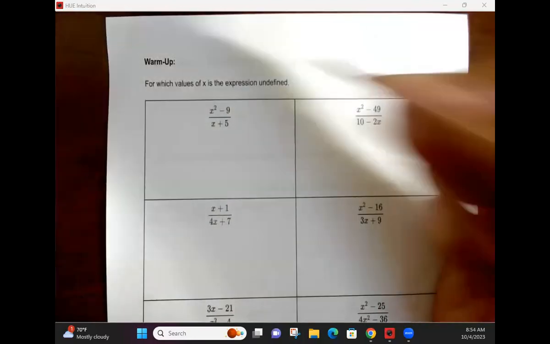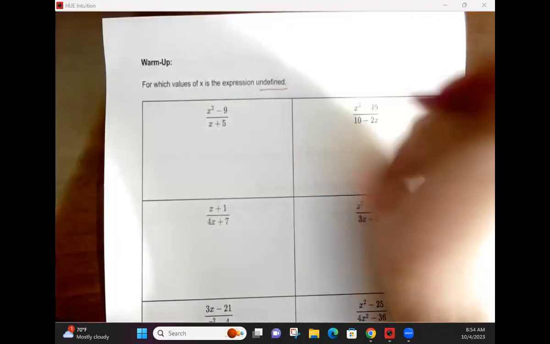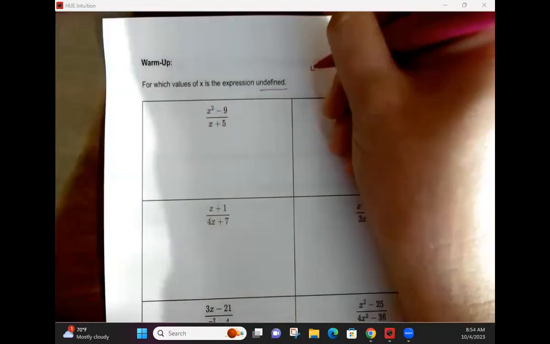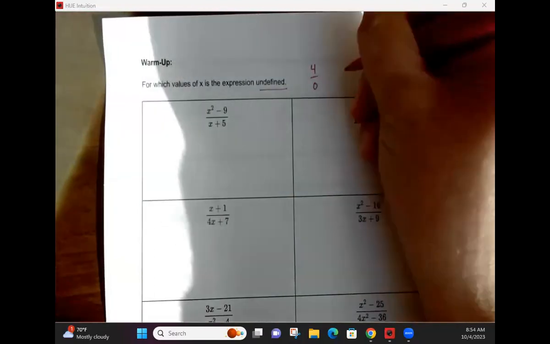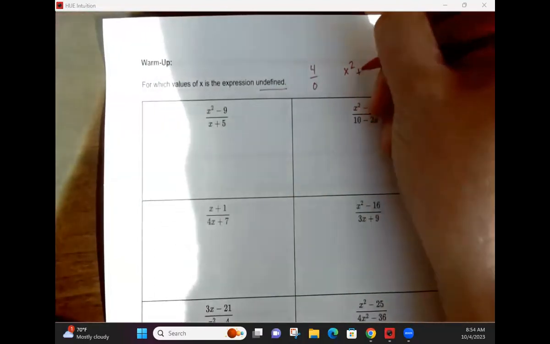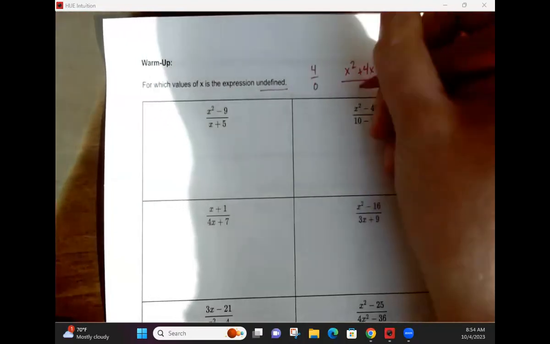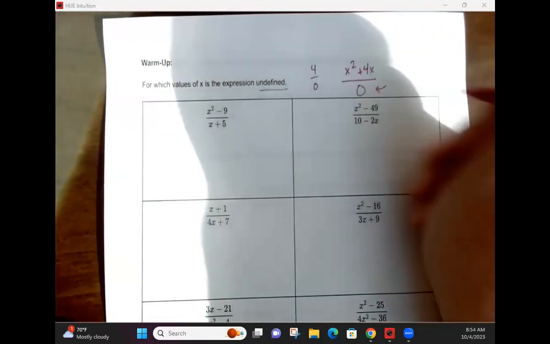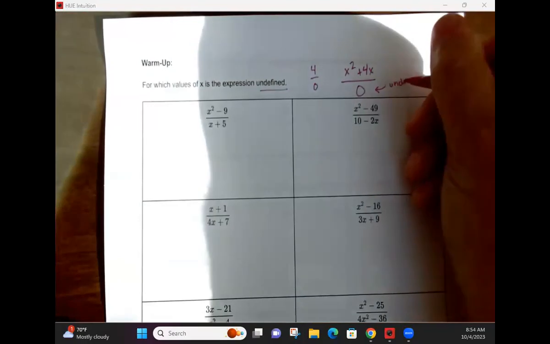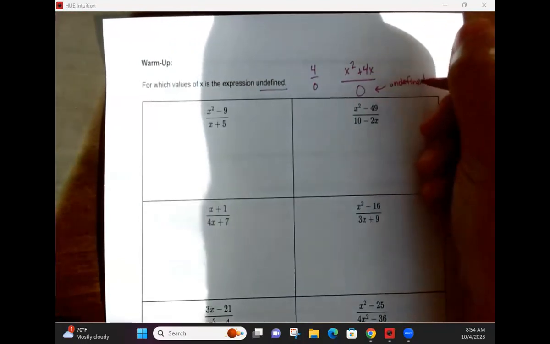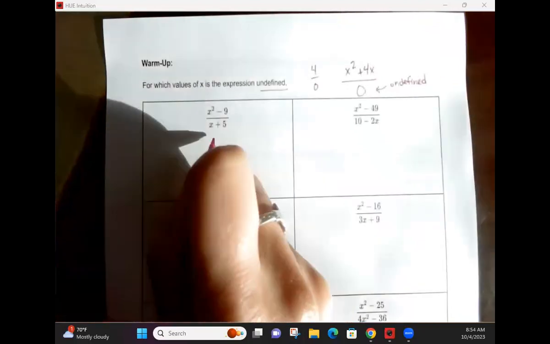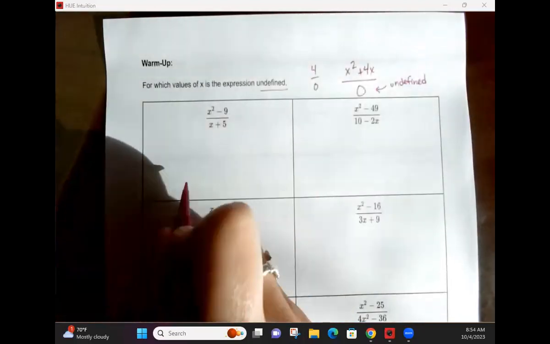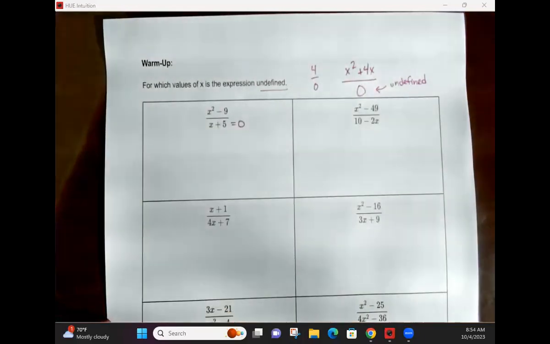Remember, undefined means that essentially in this case, since we're looking at fractions, it means we've got something over 0. So it could be as simple as just a number over 0. It could be maybe a quadratic over 0, but the idea is values for x that would make the bottom 0. That would make our function undefined. So if we take a look at our first example here, x plus 5, we're looking at what could I possibly plug in for x here that would make the whole bottom be 0.